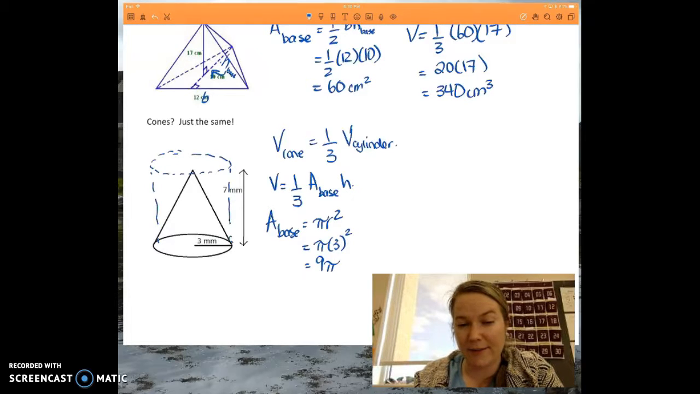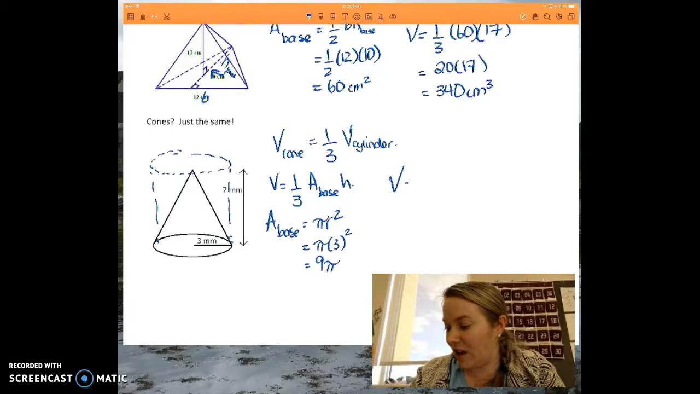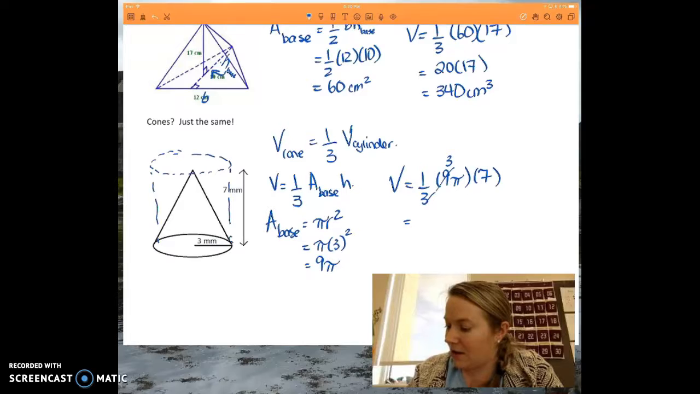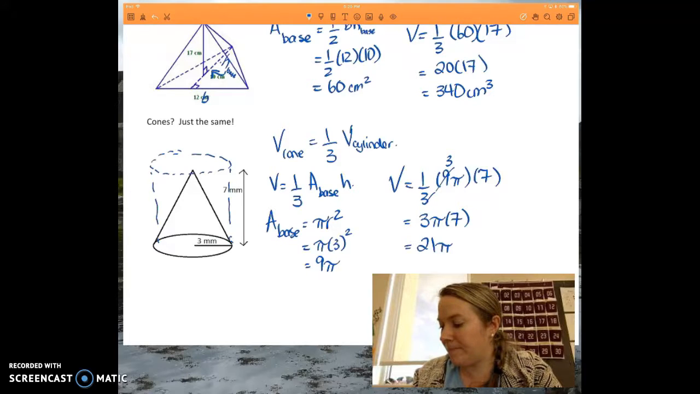I'm just going to leave it with pi for a second. Then I'm going to do the volume is 1/3. Area of the base is 9 pi, and the height is 7 millimeters. I can cross those. That's going to give me 3, so I have 3 pi times 7, which is 21 pi.